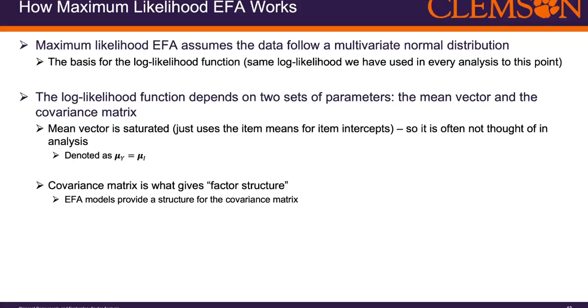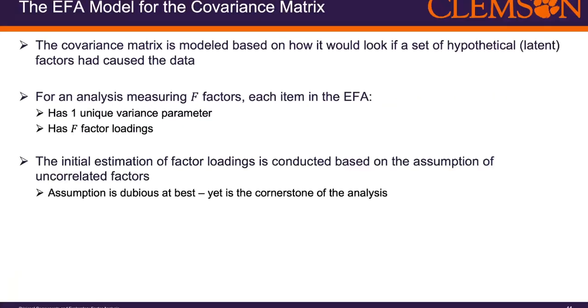And EFA models provide for a structure of a covariance matrix. So the covariance matrix is modeled based on how the hypothetical latent factors cause the data. For an analysis measuring capital F factors, each item in the exploratory factor analysis has one unique variance and has F factor loadings. So all factors load onto all items.